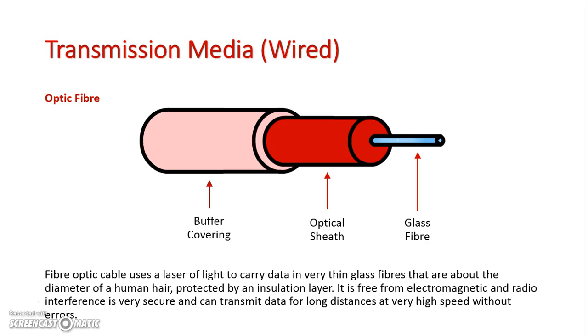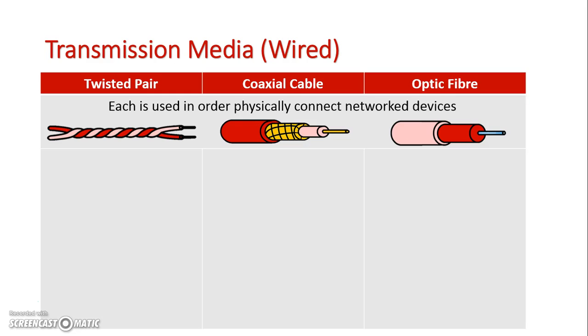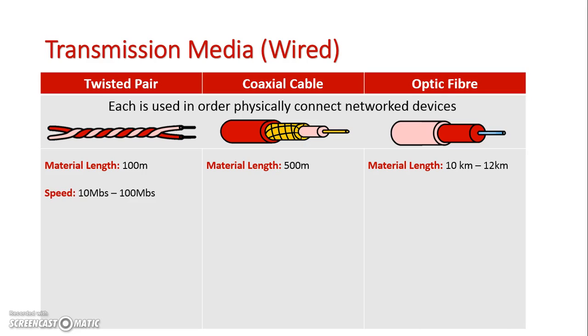So let's look at all these types of cables side by side and compare them. Basically, each one is used in order to physically connect network devices. So they're all wired, they're all physical, we can touch this type of transmission media. Both twisted pair and coaxial have pretty short distances, with twisted pair at about 100 meters in length it can go over, coaxial at 500 meters, but optical fiber, we can go to 10 to 12 kilometers running cable. The speed is about 10 to 100 megabytes per second for twisted pair. Same for coaxial cabling. Optical fiber, 10 to 100 gigabytes per second, hundreds of times larger.